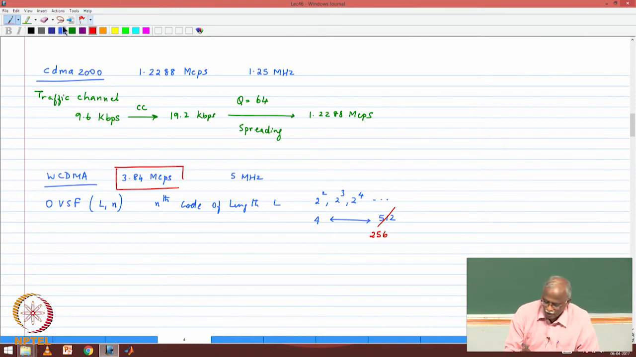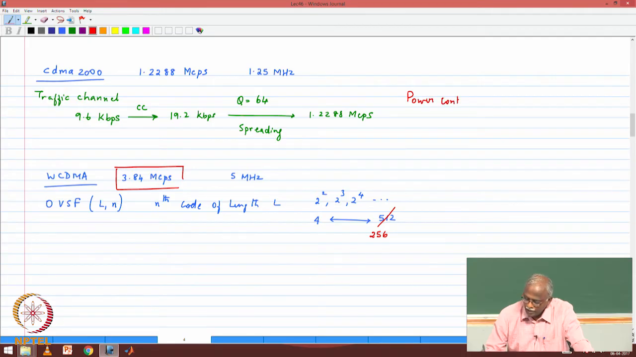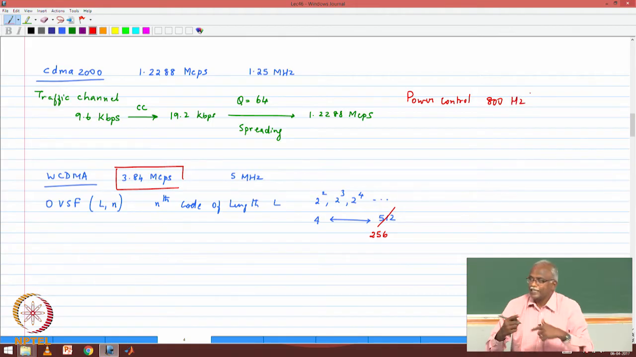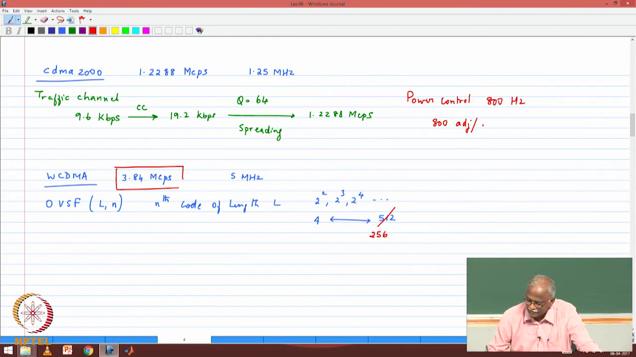We also made an observation, if you remember, that CDMA2000 does power control at the rate of 800 hertz, or 800 times per second. It tells the users to go up or down. So in other words, it's 800 adjustments per second.